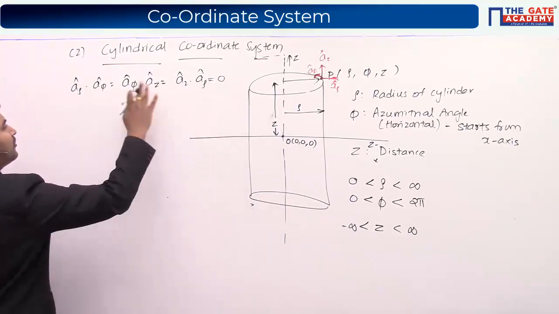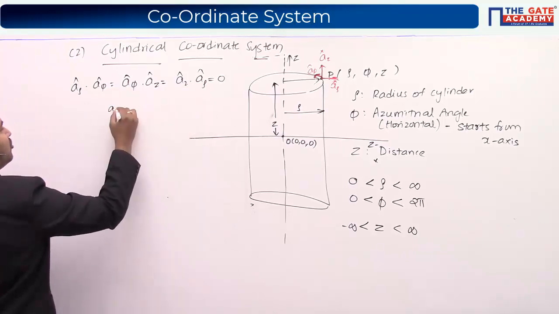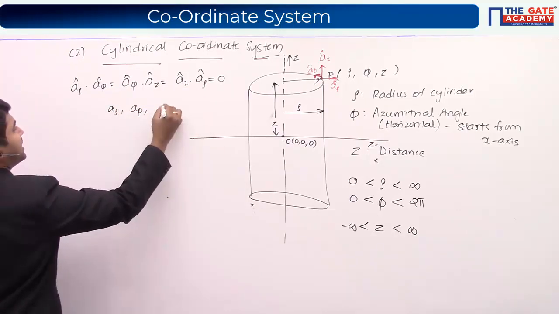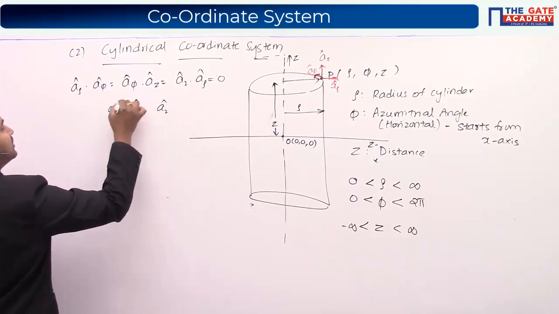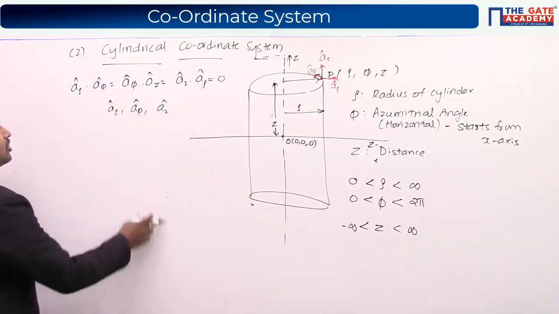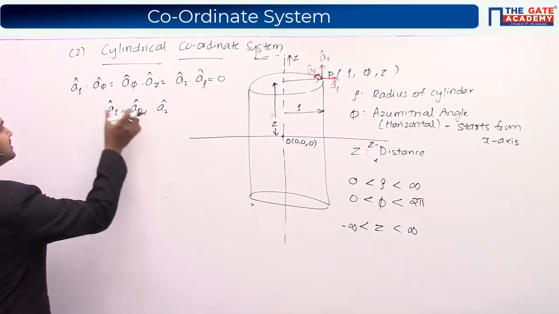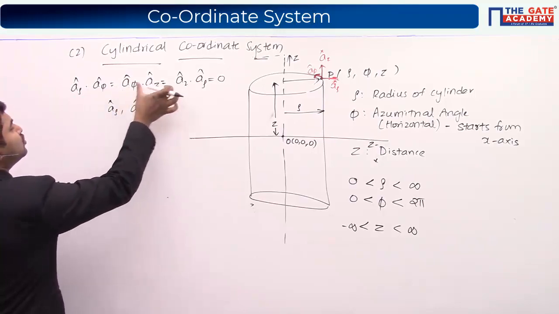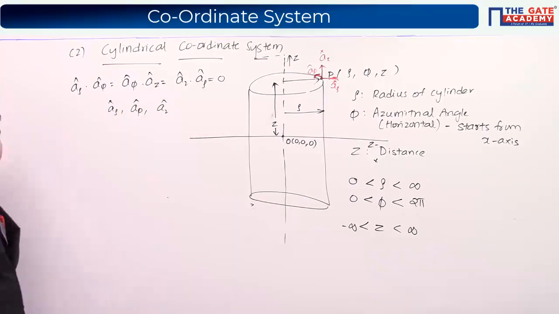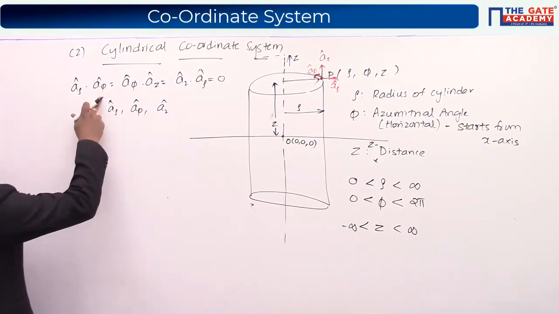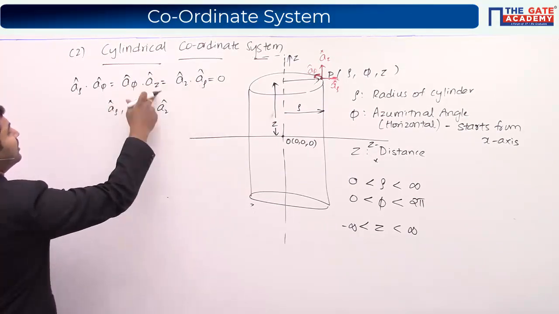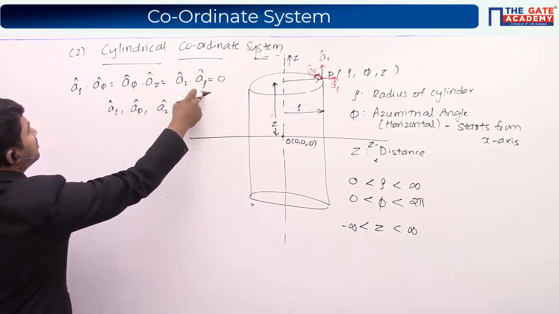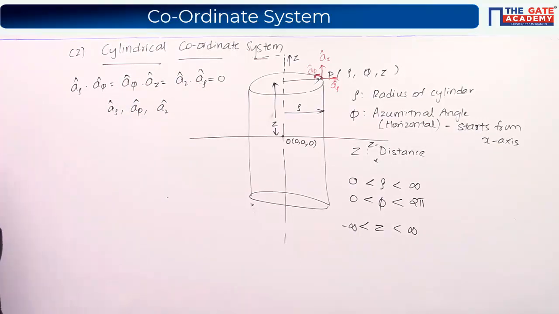Because aero, A phi, Az indicate the orthogonal directions, the dot product between any two of them should be equal to 0. So aero dot A phi is equal to 0. A phi dot Az is equal to 0. Az dot aero should be equal to 0.